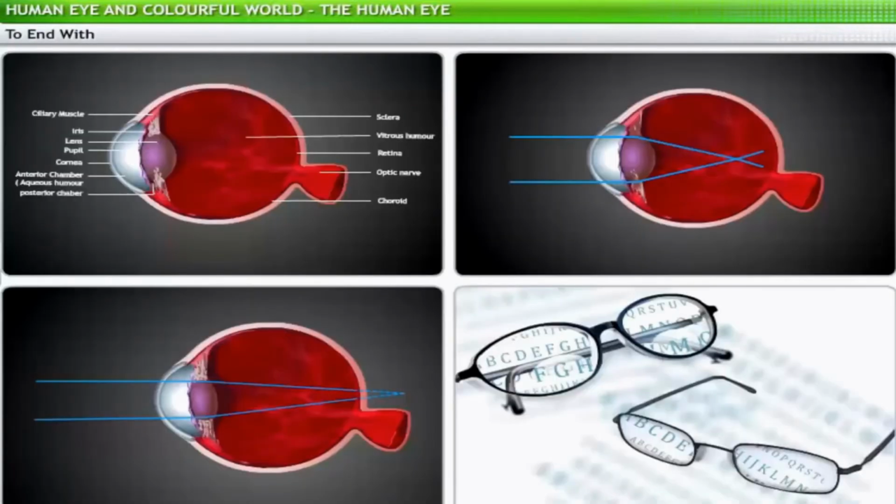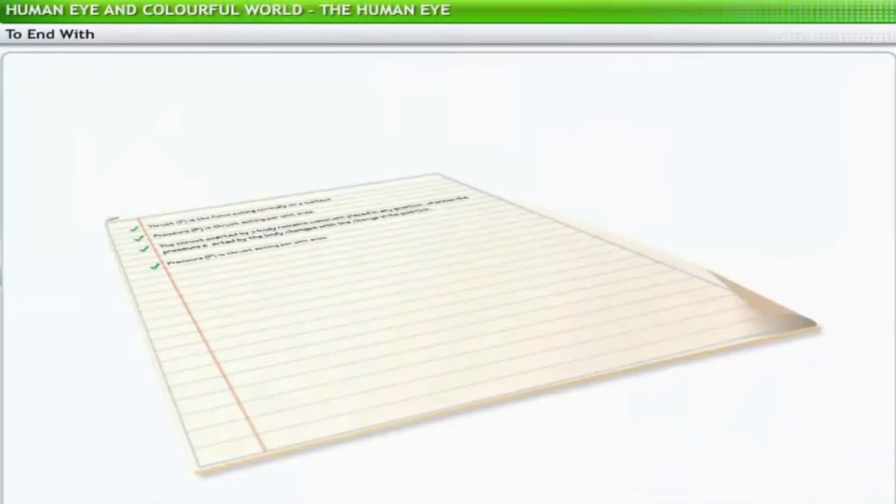This brings us to the end of this lesson on the human eye. In this lesson, you have learned about the structure and working of a human eye, defects of vision and their correction, and power of lenses. To revisit the key points covered in this lesson, please review the flashcard at the end of this lesson.